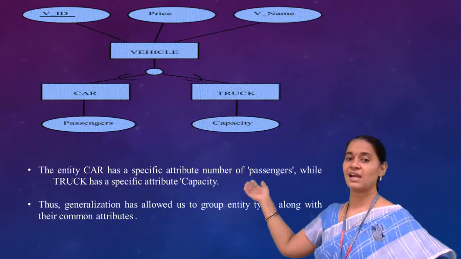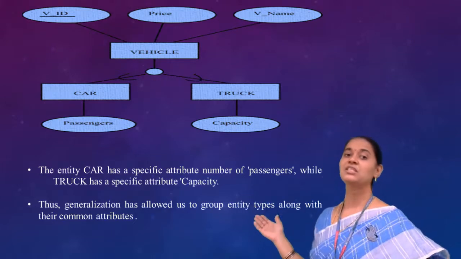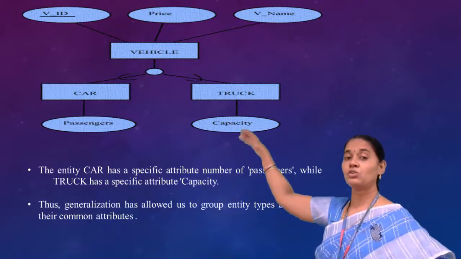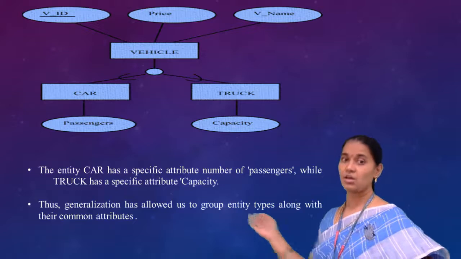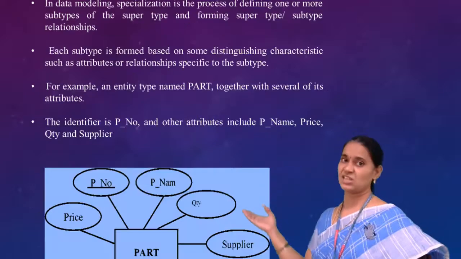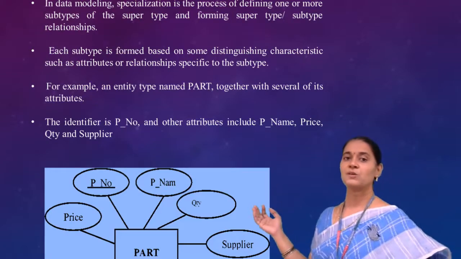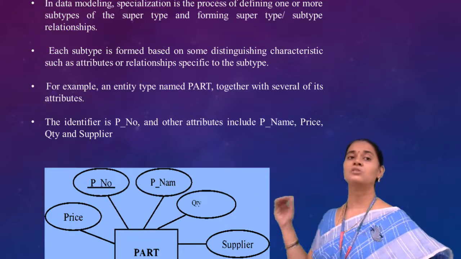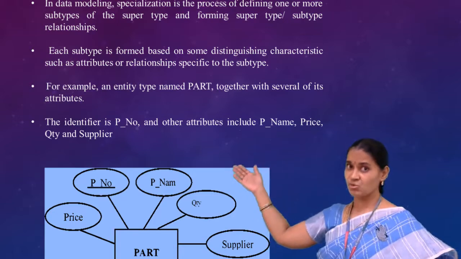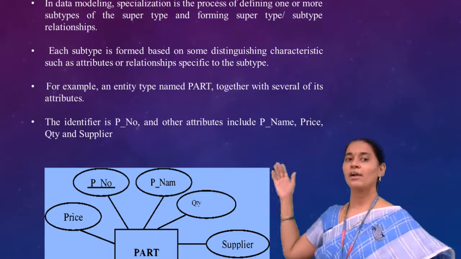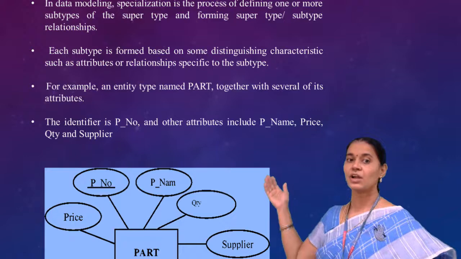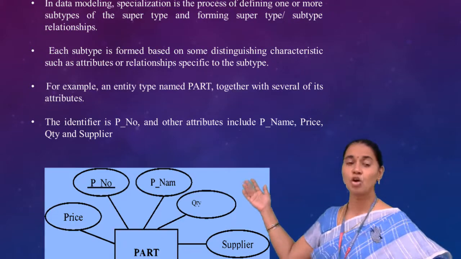This generalization process allows us to group entity types along with their common attributes. So this is an entity type in which I group the common attributes, and I retrieve these attributes into our subtype classes. This is what generalization means. Next, moving on to specialization. What is specialization? Something which is opposite to generalization can be called specialization. In this data modeling, specialization is a process of defining one or more subtypes of a supertype and forming a supertype or subtype relationship. Let us again consider an example and know what specialization is.